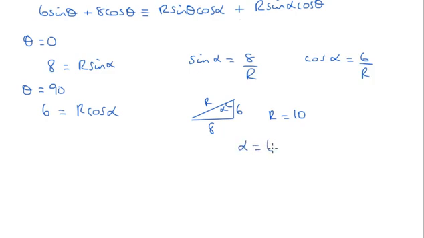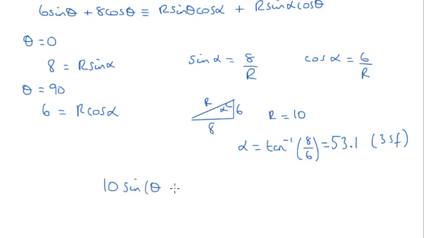Alpha is going to be equal to the inverse tan of the opposite, which is the 8, over the adjacent, which is 6. And if we work that out on our calculators, inverse tan of 8 over 6 is 53.13, 53.1 to 3 significant figures. So therefore, the function can be written as 10 sine(theta plus 53.1). That's what they were looking for in part 1.